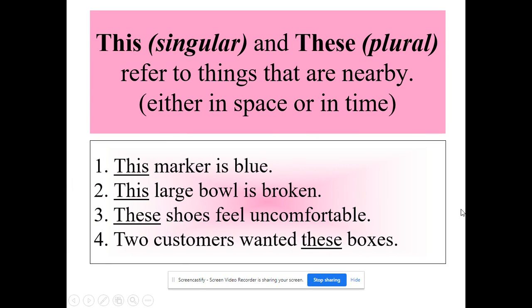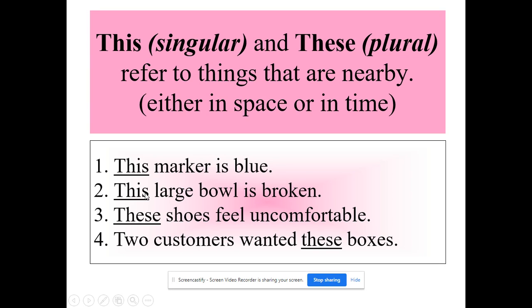So for some examples we have here: this marker is blue. When you say a sentence like this, it's assuming that the word marker is near you, so we're saying this marker. Or this large bowl. I put this example in here because not every single demonstrative adjective is going to come immediately before the word that it modifies. Like in sentence number one, you have the word marker. This is referring to the word marker. But in sentence number two, the word this is not referring to large. It's talking about this bowl.